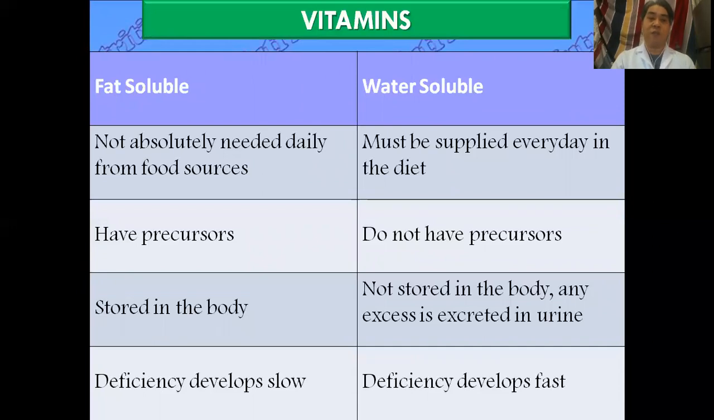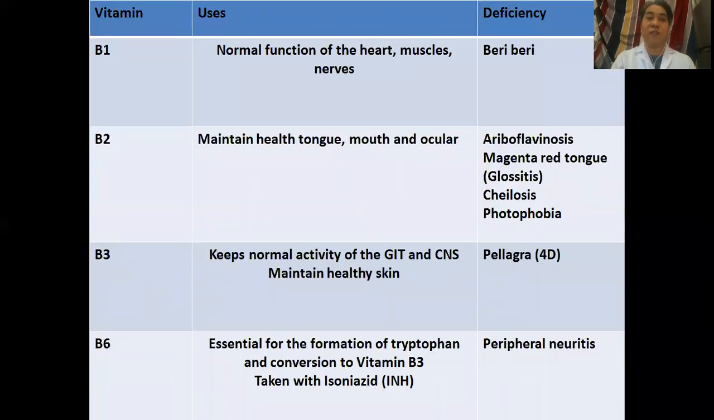Fat-soluble vitamins have precursors, while water-soluble vitamins do not have precursors. Fat-soluble vitamin deficiency develops slowly. Water-soluble vitamin deficiency develops fast. What are the examples of pure water-soluble vitamins?